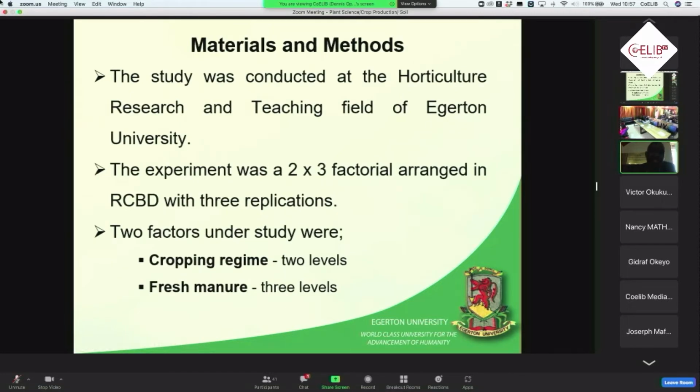This study was carried out at Horticultural Field 3, which is a research and teaching field at Egerton University. The experiment was a 2 by 3 factorial, arranged in an RCBD with replication. The two factors studied were the cropping regime at 2 levels, whereby we had tomato intercropped as well as a monocrop. The other one is fresh manure at 3 levels, whereby we used cow dung and goat dung, and the other one is where we had no manure.